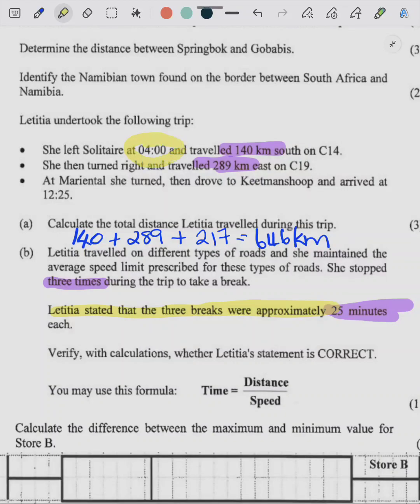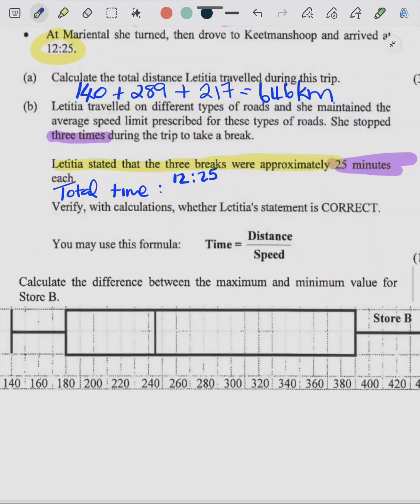Well, we're told she left at 4 o'clock in the morning and she arrived at 12:25 later in the afternoon. So the first thing I'm going to do is double check how long that trip was. And we just do that with a straightforward subtraction. So I'm just going to make a note here. Total time would have been 12:25, that's up a bit, minus 4 o'clock.